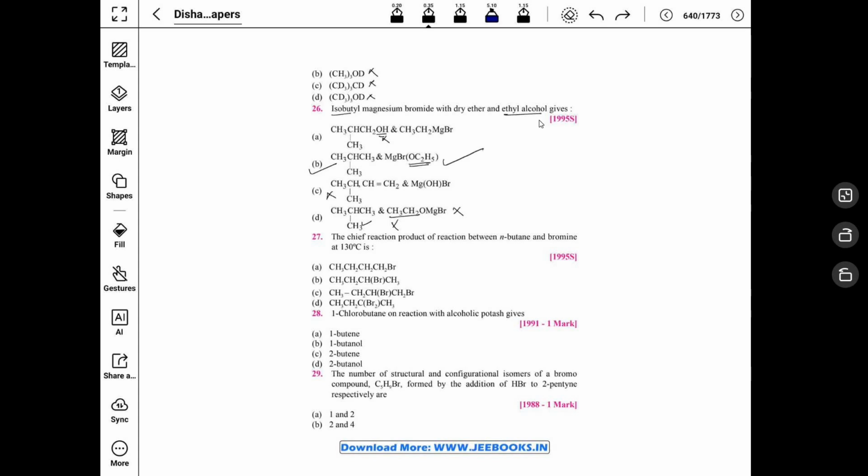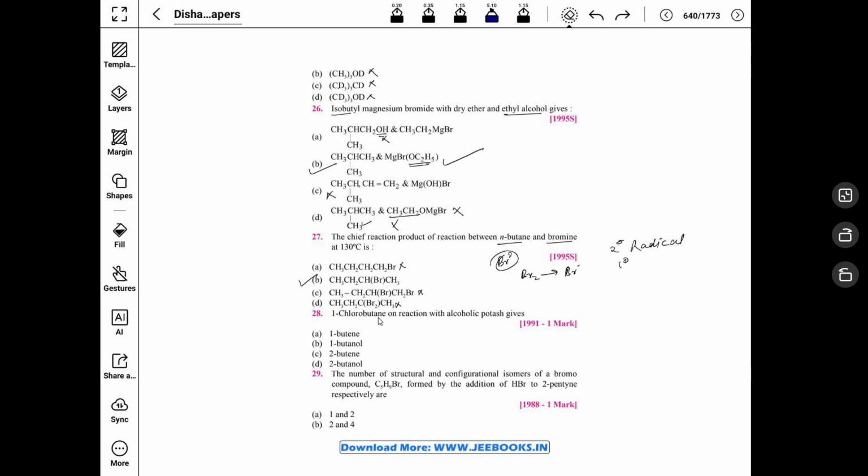Now, the chief reaction product of the reaction between n-butane and bromine at 130 degrees Celsius. So n-butane and bromine. Bromine will decompose to give Br radical, and the secondary radical is more stable than the primary radical. Therefore the product will be B, not this. In this case dibromination is taking place, not this one, and the same, not this one. So this will lead to monobromination, and the correct answer is B.